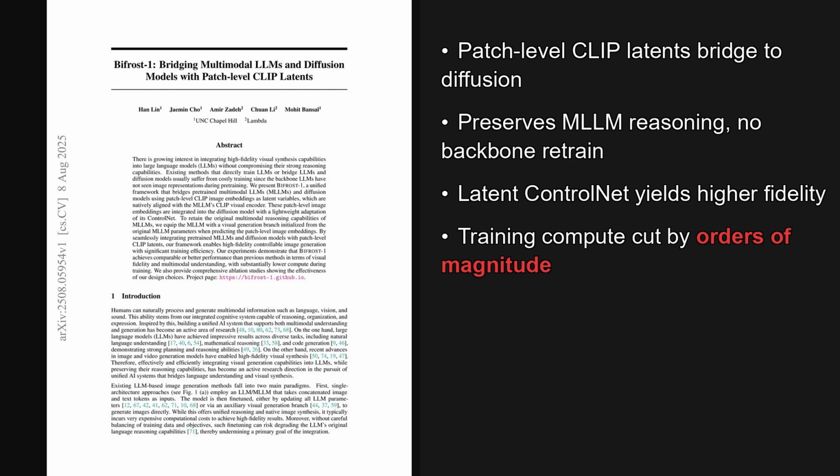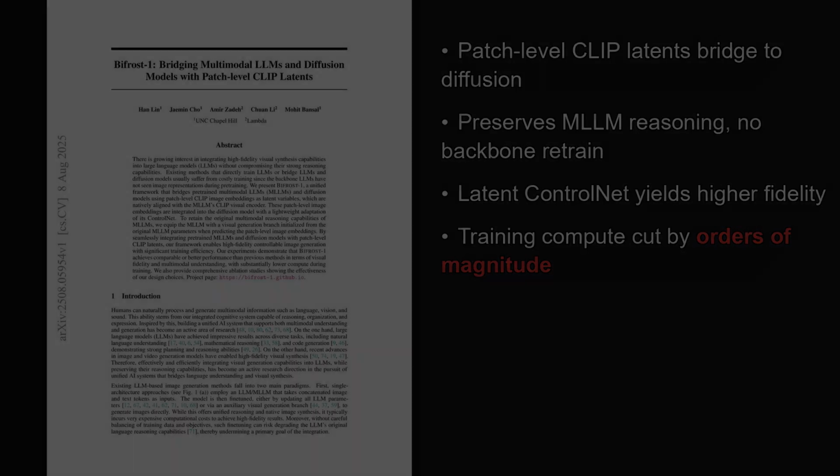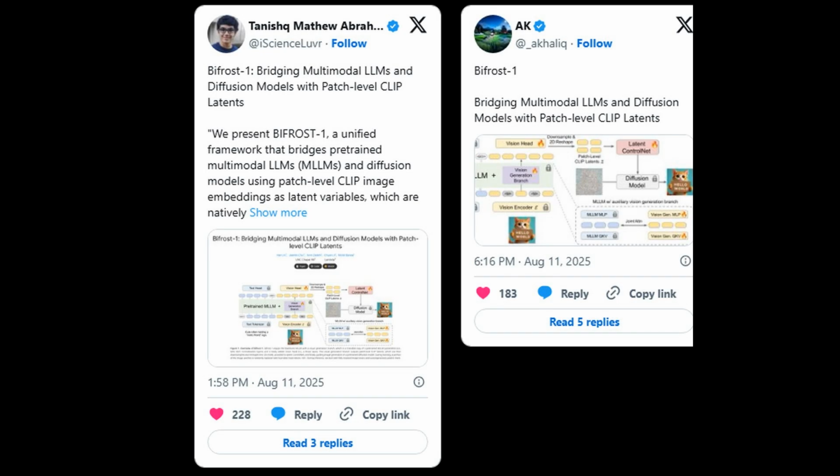In short, the method matches or beats prior bridges on quality, remains compute efficient, and keeps the language backbone untouched. Building on that, the tweets highlight a unified bridge using patch-level CLIP latents to connect multimodal language models and diffusion models, praising training efficiency and quality. Engagement looks solid, around 200 likes each.